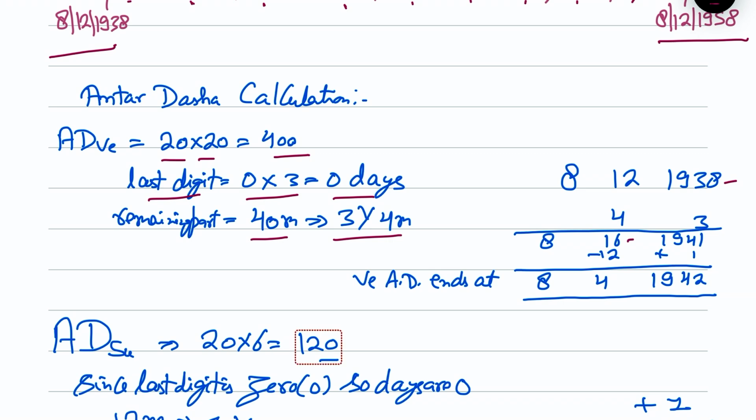So if we add 3 years 4 months to 1938, then we'll get 8/4/1942. Since the month can be from 1 to 12, we subtract 12 and add to the year here. Venus Antardasha ended on 8/4/1942.